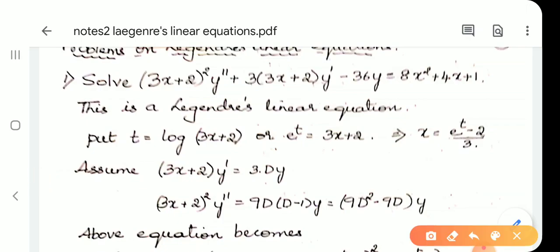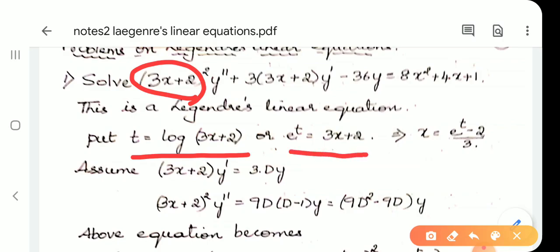And we know that the substitution is to put t = log(3x + 2). We know that in Legendre's we put ax + b. In place of ax + b, we put t = log(3x + 2), or e^t = 3x + 2. Since we want the values of x on the right hand side, we find x using this relation, that is x = (e^t − 2)/3.